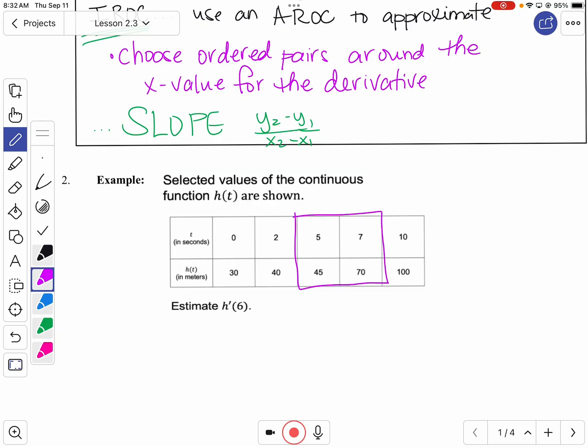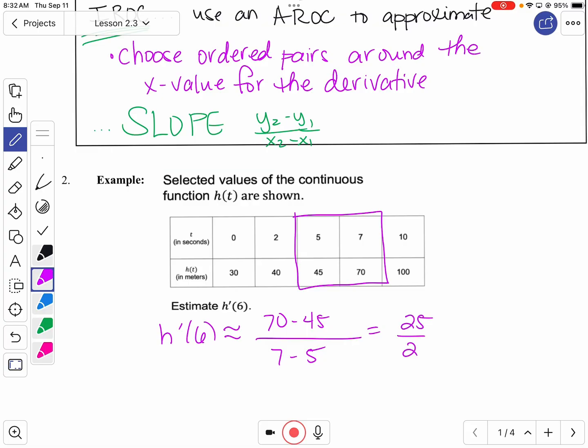So your work could look something like this. You could say that h prime at 6 is approximately 70 minus 45 over 7 minus 5, and then we'd get our answer, which would be 25 over 2.